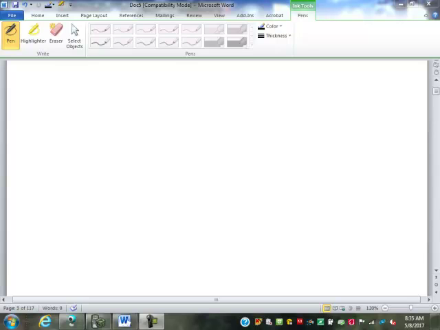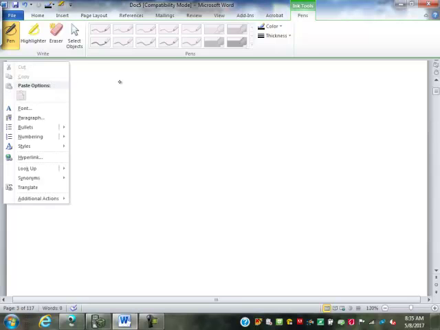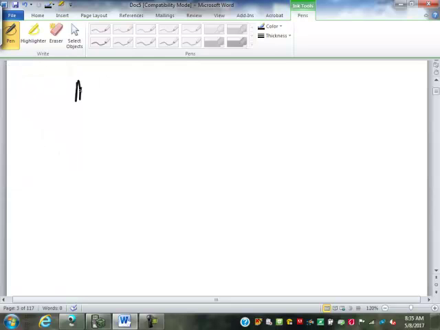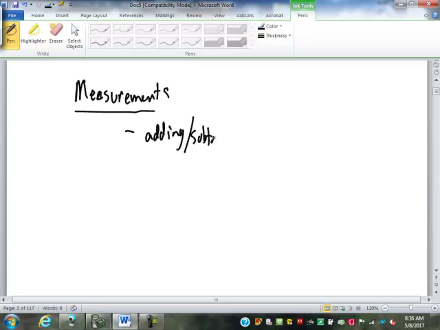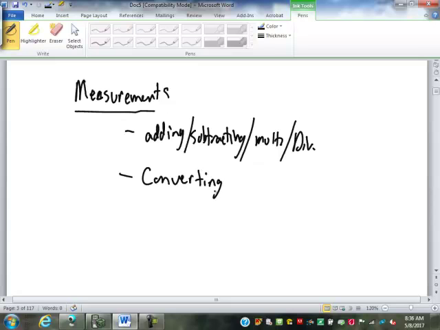Okay, so now our areas and volumes are going to be behind us for a while. But remember, so far in this unit we did measurements and conversions. With our measurements, we did adding and subtracting, multiplying and dividing measurements, and converting measurements. Converting, of course, is going to be the big one.